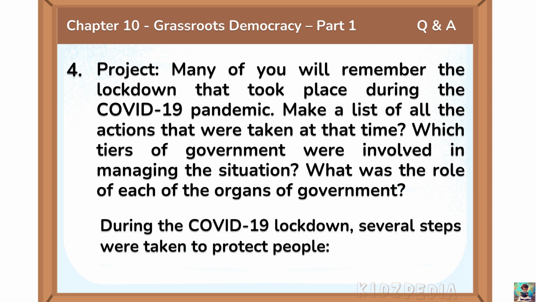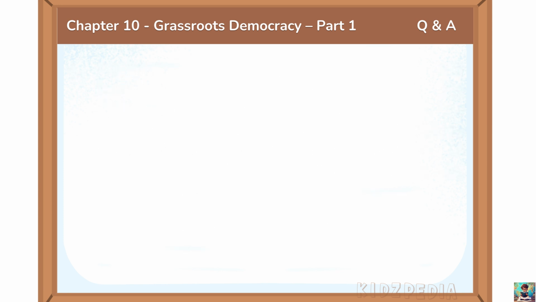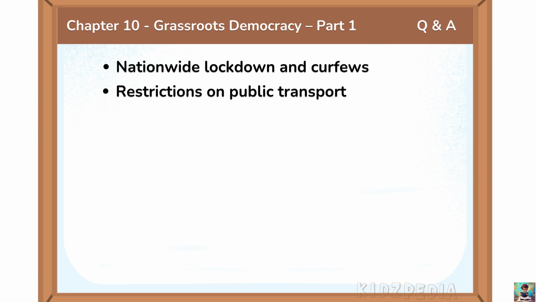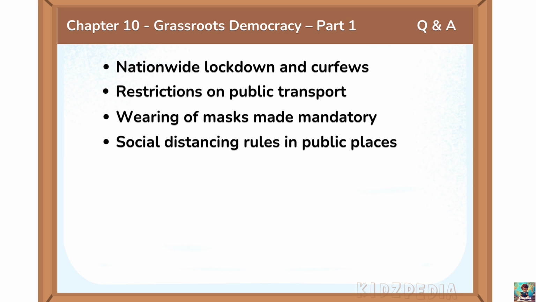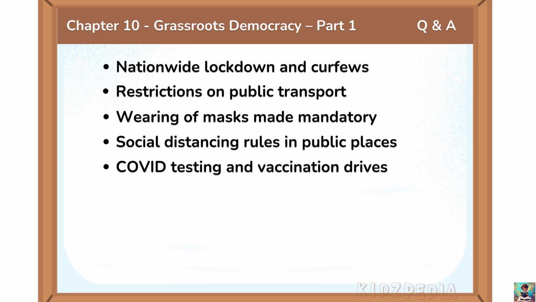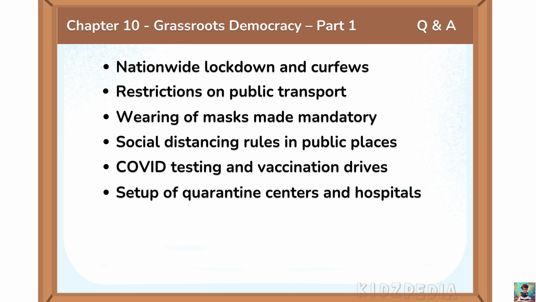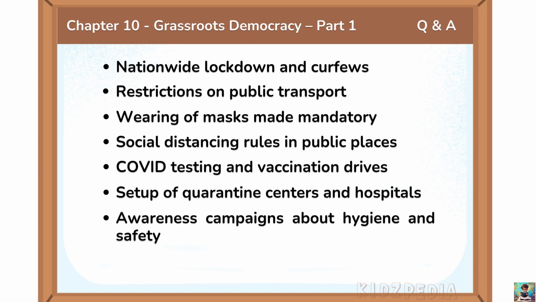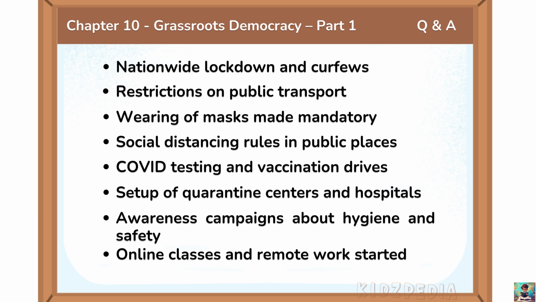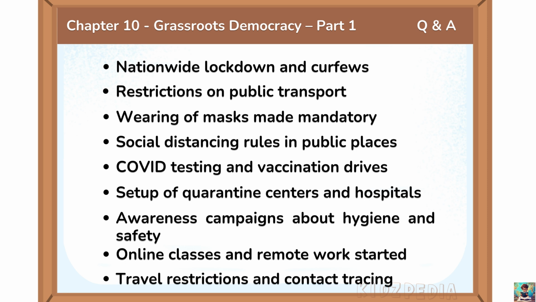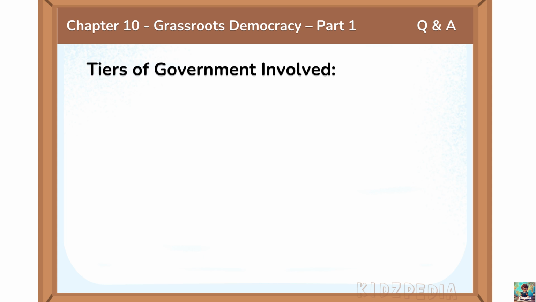During the COVID-19 lockdown, several steps were taken to protect people, such as nationwide lockdown and curfews, restrictions on public transport, wearing of masks made mandatory, social distancing rules in public places, COVID testing and vaccination drives, setup of quarantine centers and hospitals, awareness campaigns about hygiene and safety, online classes and remote work started, and there were travel restrictions and contact tracing. Tiers of government involved.